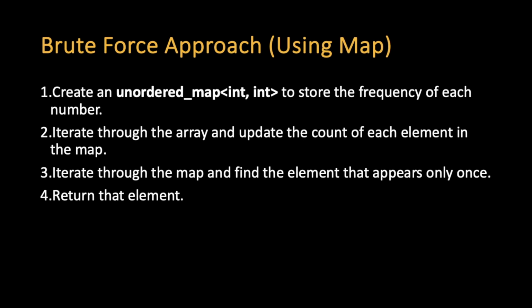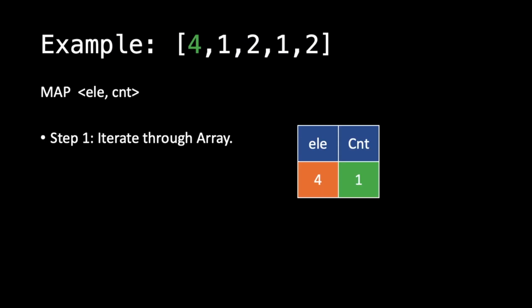The next way is also a brute force approach, but it is better than using nested loops, that is using maps. We can use a map data structure, int comma int, to store the frequency of each element. We will iterate through the array and update the count of each element in that map. Once we have the count of each element, we will again iterate through the map, find the element that appears only once, that is the single element, and return that element. Okay, so let's see a graphical understanding of how this approach works.